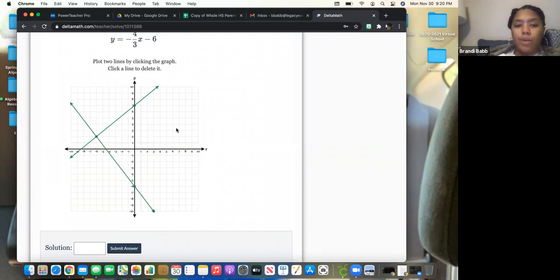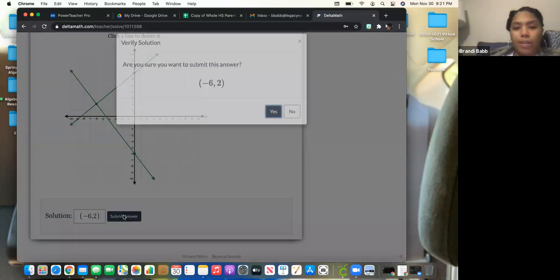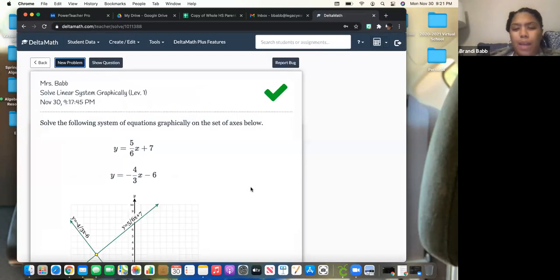All right, so now I have to figure out the point where my lines cross, and they intersect at one point here, which is (-6, 2). So I'm going to put in (-6, 2) and close my parentheses. And then that's that.